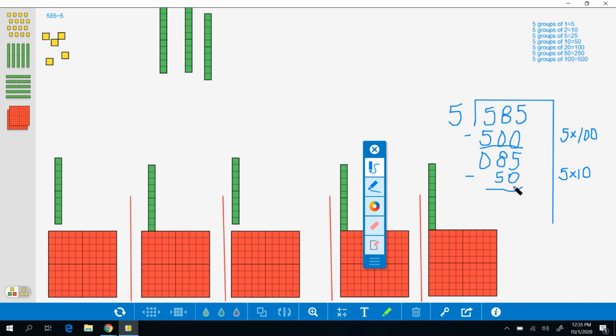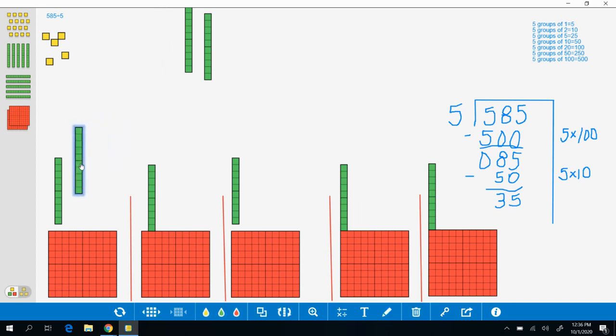5 ones minus 0 ones is 5 ones, and we still have 5 ones. 8 tens minus 5 tens equals 3 tens, and we still have 3 tens. So we have 35 now. All right, I wonder if I could share some more tens. Let's see. I'm going to give this a shot. What do you guys think?